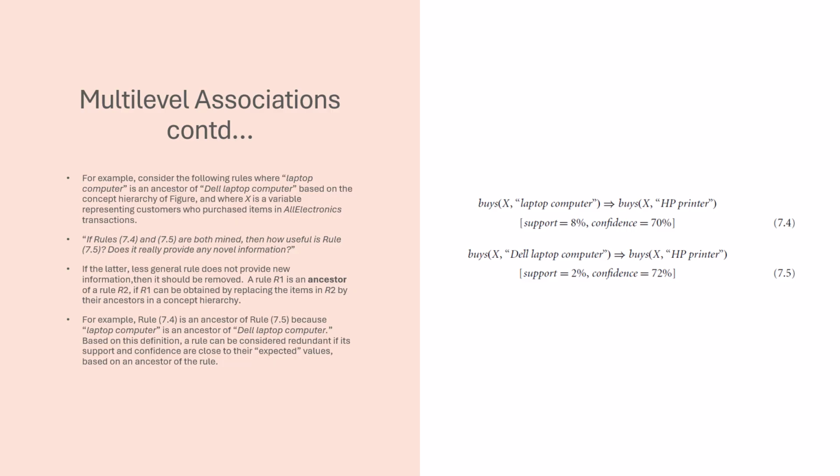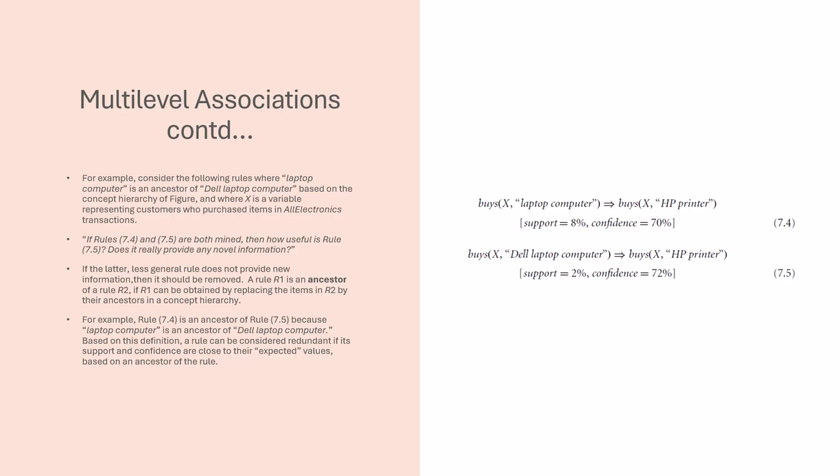A rule R1 is an ancestor of a rule R2 if R1 can be obtained by replacing the items in R2 by their ancestors in a concept hierarchy. For example, rule 7.4 is an ancestor of rule 7.5 because laptop computer is an ancestor of Dell laptop computer.